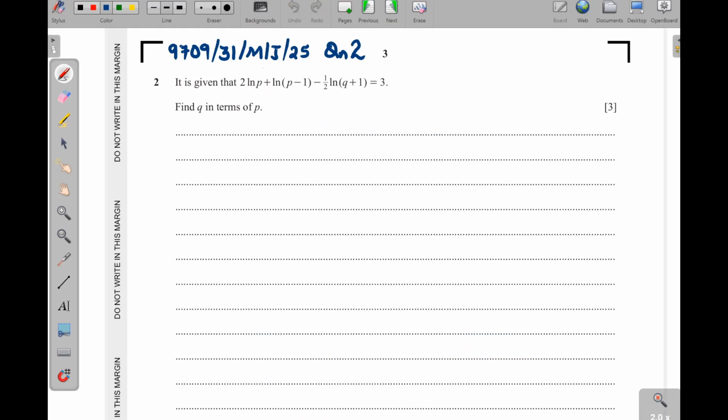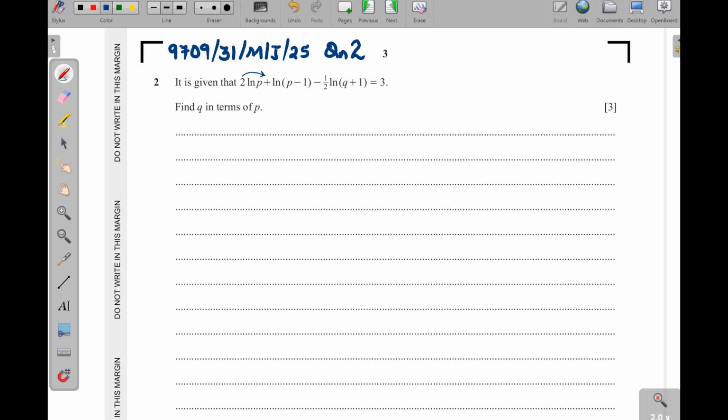Question 2 is coming from logarithms. They are saying it is given that 2 natural log of p, plus natural log of p minus 1, minus a half natural log of q plus 1 is equal to 3. Find q in terms of p. Here we are going to use the rules of logarithms.